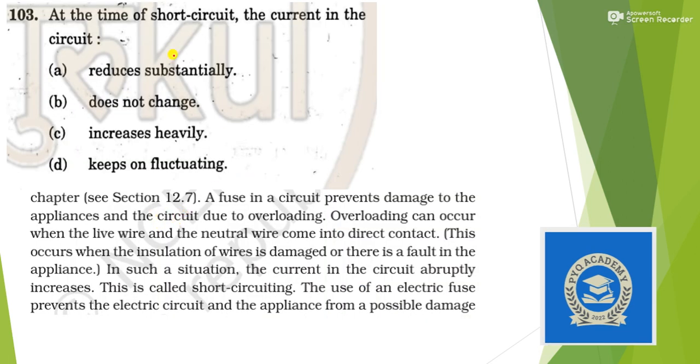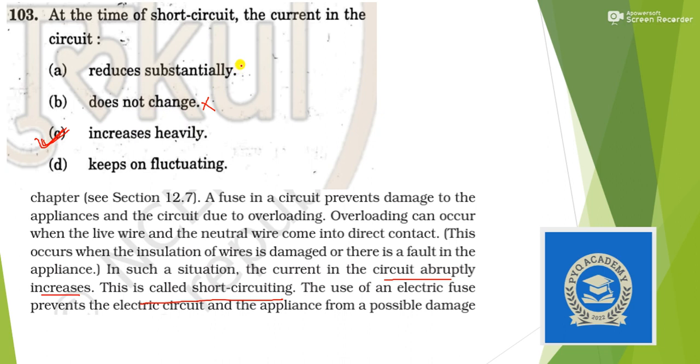Next, at a time of short circuit, the current in the circuit, again directly taken from NCERT. You can see here, in such a situation the current in the circuit abruptly increases, and this is called short circuit. So abruptly increases, that means increases heavily. So answer is option C, although you can solve it by common sense. Why will there be short circuit? If there is no change, then there will be no short circuit. So it does not reduce substantially.